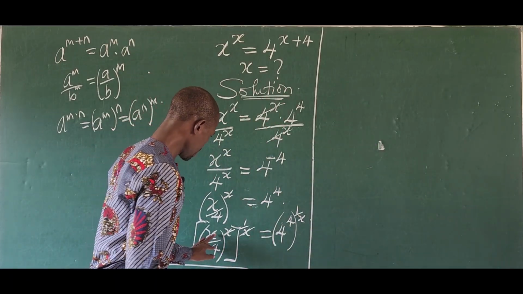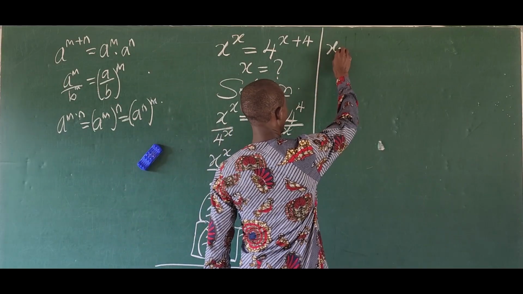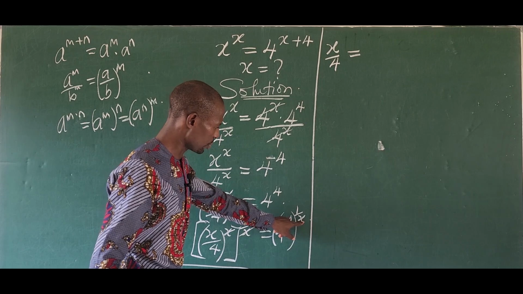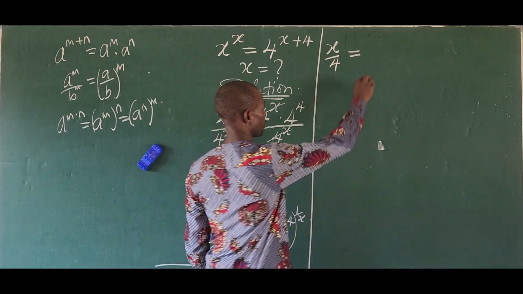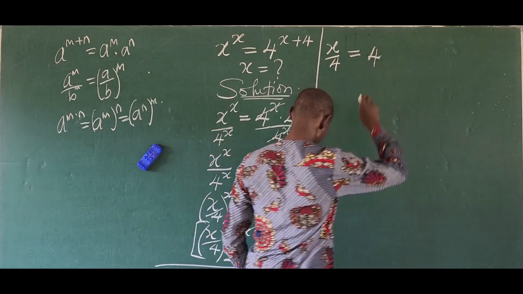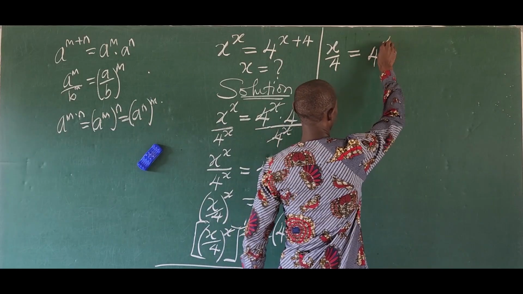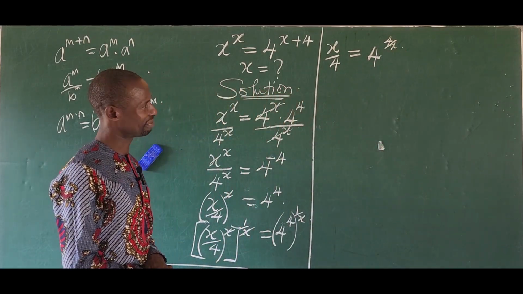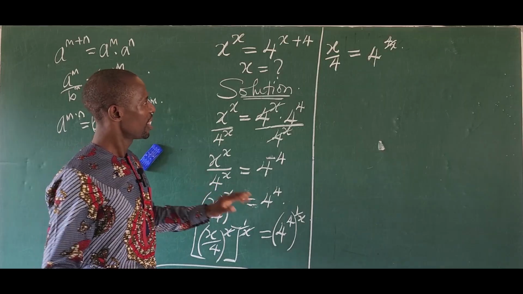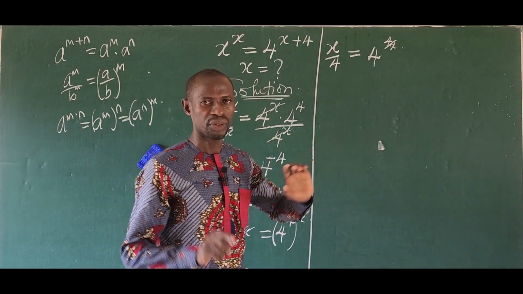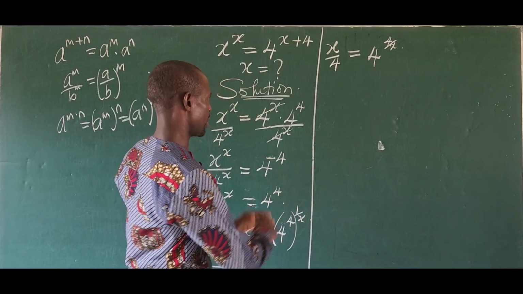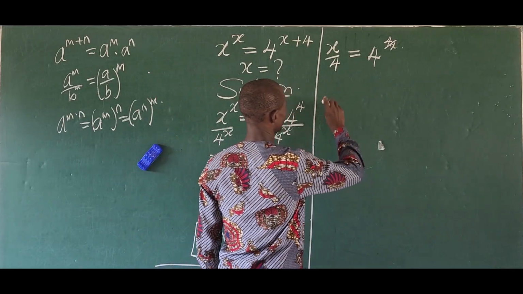And so this is going to give us x all over 4 equal to, and we also use this to multiply this, and this is going to give us 4 to the power of 4 all over x. Easy. So with what we have here now, we're going to do a simple substitution. So how? Here, let's take a substitution.